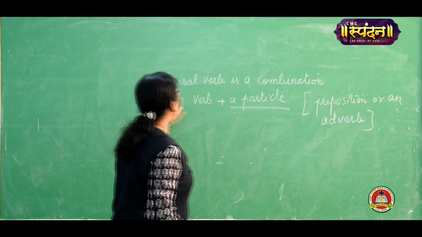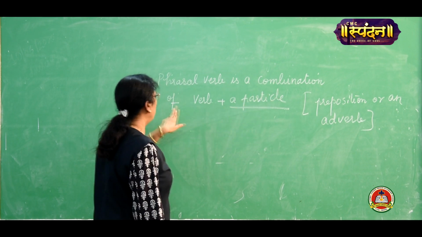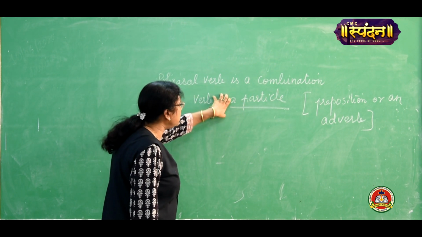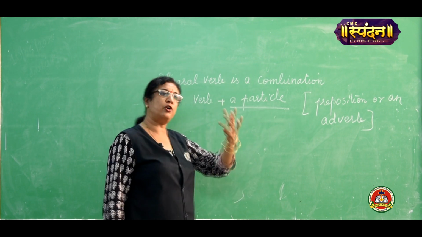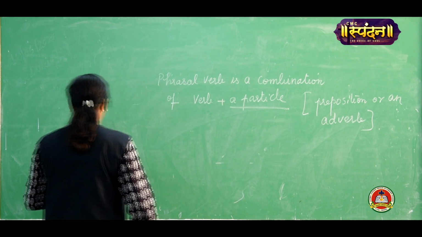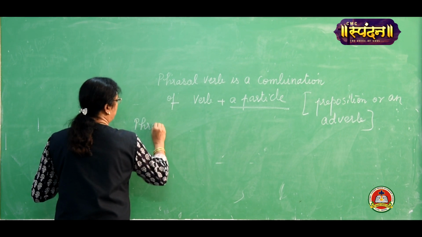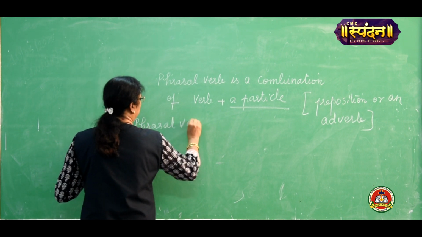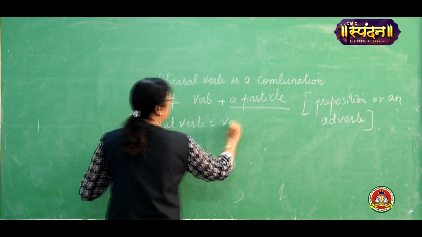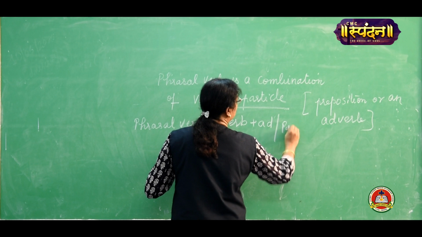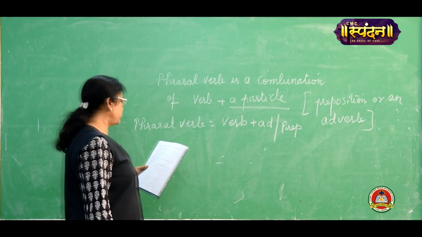So a phrasal verb is a combination of a verb. First you will have one verb here, and plus you may have an adverb also or a preposition also. It's given in your book: phrasal verb is equal to verb plus adverb or preposition. Understood?